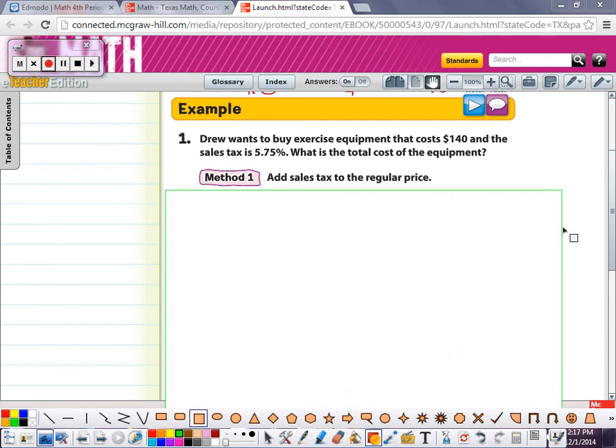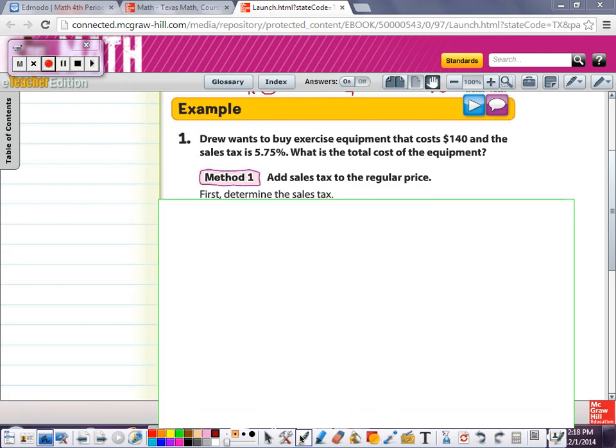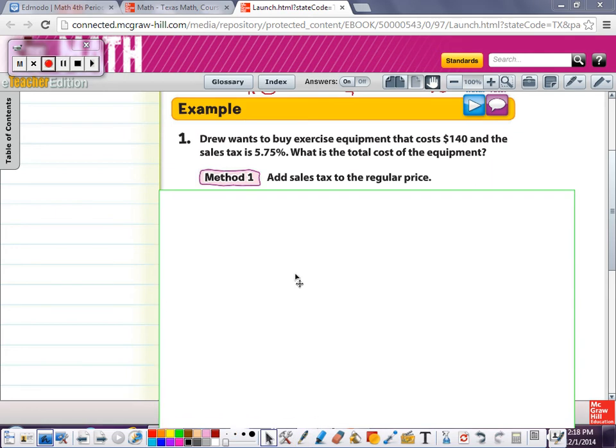So the first method, in example 1, here's the situation that they give us. We are told that Drew wants to buy exercise equipment that costs $140, and the sales tax is 5.75%. What is the total cost of the equipment? So the first way we're going to show you how to do this is by adding the sales tax to the regular price. So here's all you do.